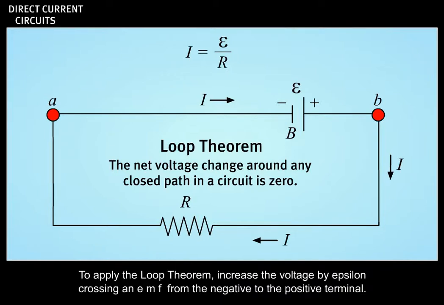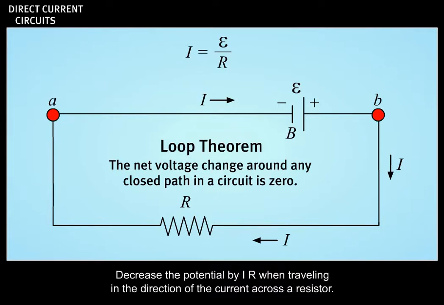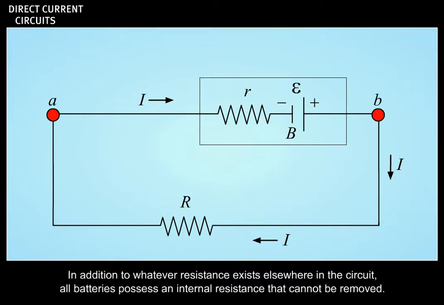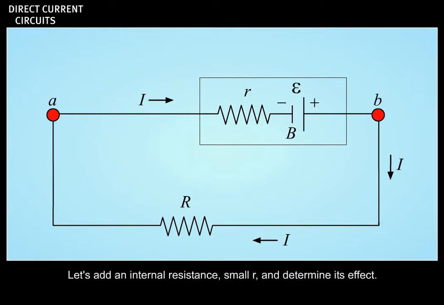To apply the Loop Theorem, increase the voltage by epsilon crossing an EMF from the negative to the positive terminal. Decrease the potential by IR when traveling in the direction of the current across a resistor. We need to add one detail about batteries and other forms of EMF. In addition to whatever resistance exists elsewhere in the circuit, all batteries possess an internal resistance that cannot be removed. Let's add an internal resistance, small r, and determine its effect.